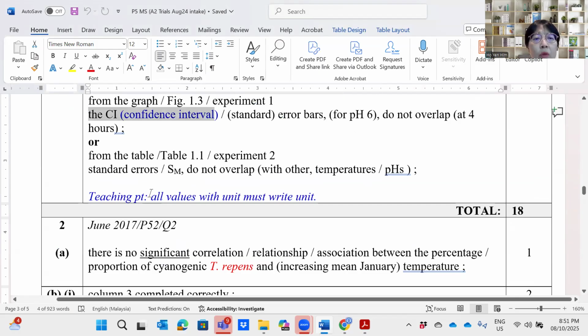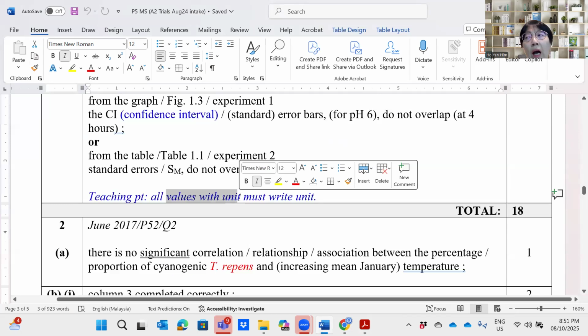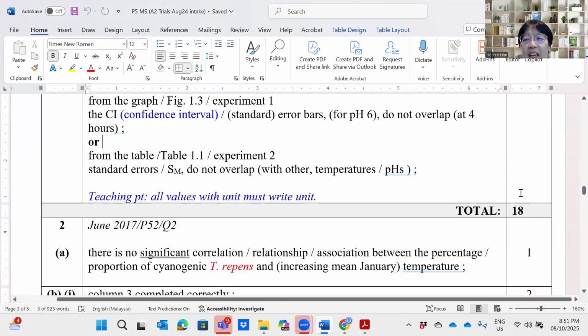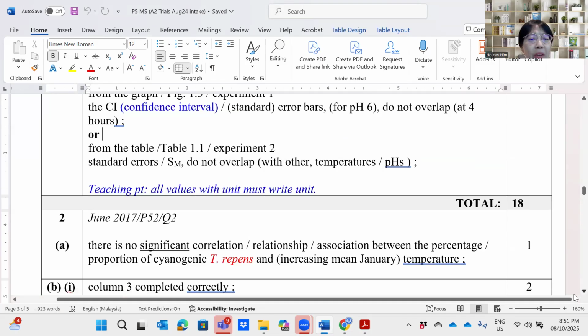I noticed that some students, when they quote figures from the graph, didn't put the unit, especially when it comes to AU. AU, artificial unit. Okay.